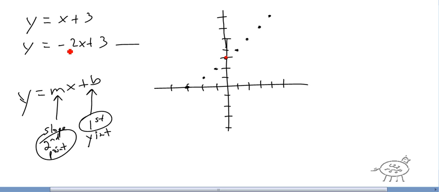So it's going to be down 2 over 1. So down 2 over 1, down 2 over 1, down 2 over 1. And the other way, up 2 over 1, up 2 over 1. So my solution to this problem actually is right here.